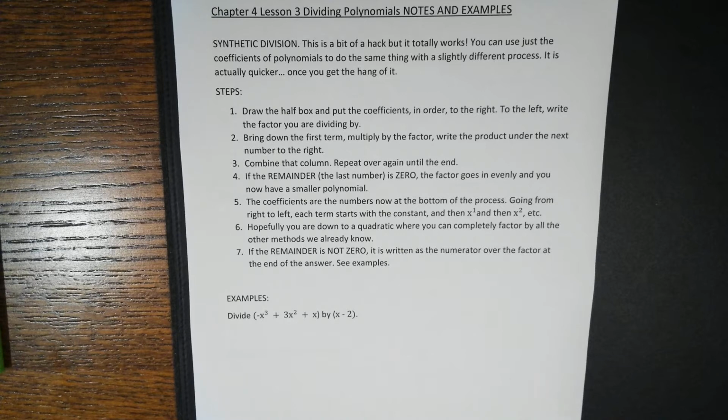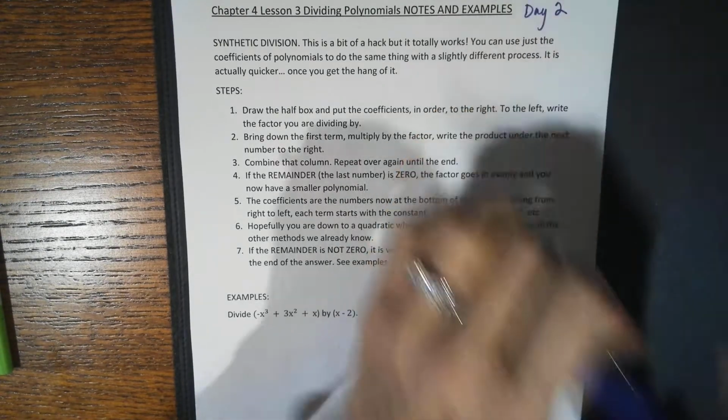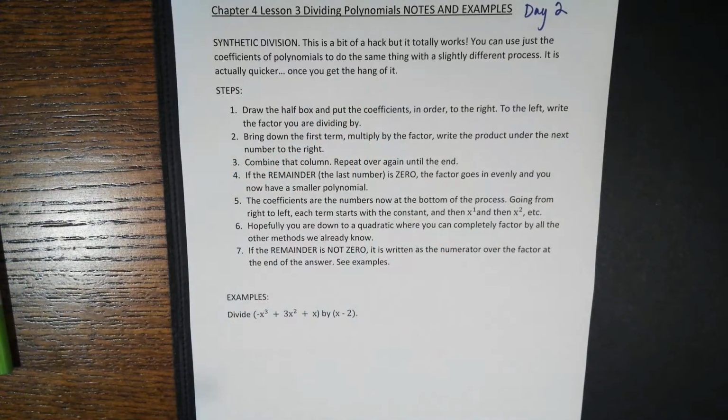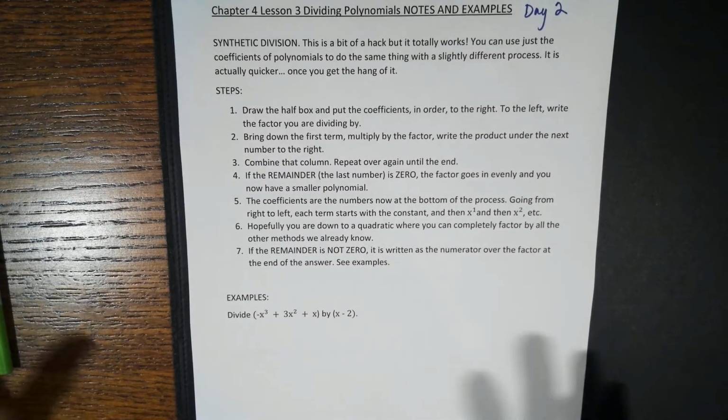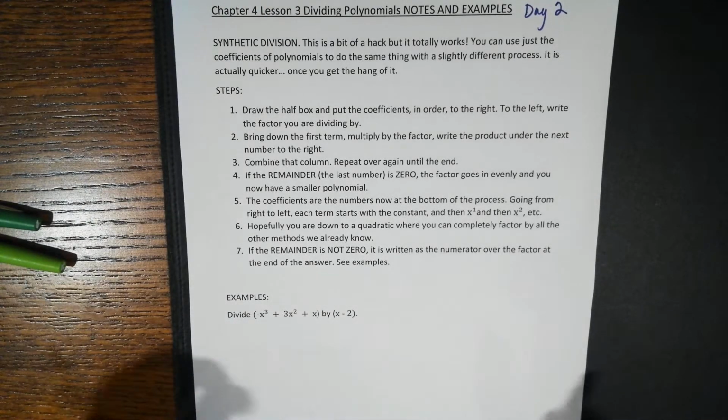Now, we already did dividing polynomials, long division. That was day 1. So this is day 2 because there's a different method that, like I said right here, it's a bit of a hack, but it totally works. You can use just the coefficients of the polynomials to do the same thing with a slightly different process. It's quicker, but you have to learn the steps. It's like multiply and add, multiply and add, multiply and add. But the point is, I'm going to show you how to do it.